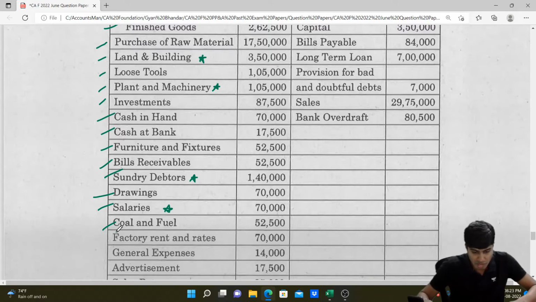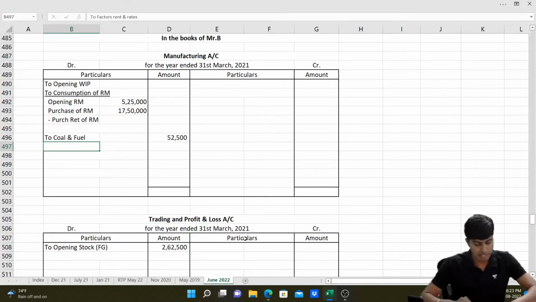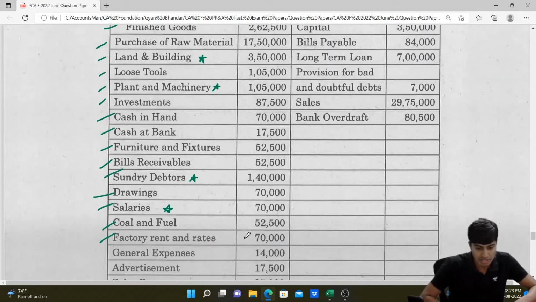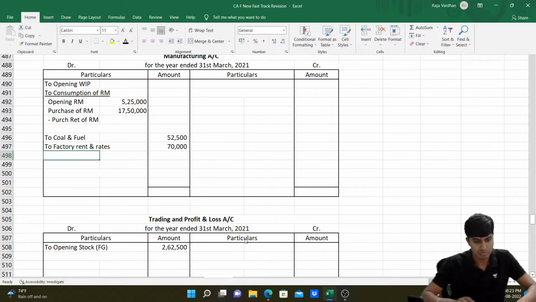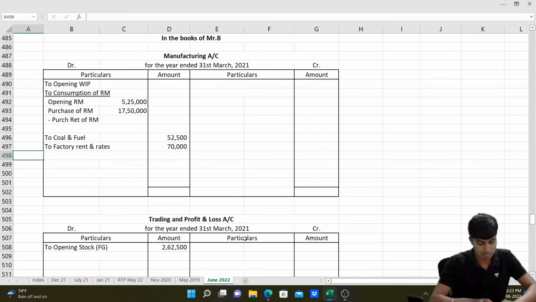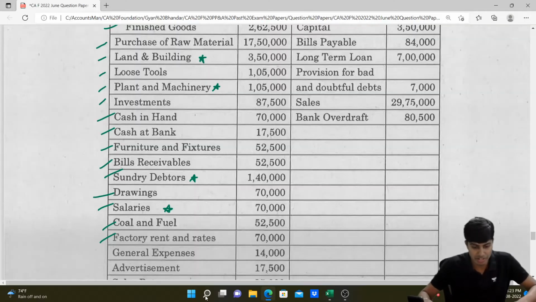Then we have factory rents and rates. This is also manufacturing expense of 70,000. It will come in our manufacturing account on the debit side. So let me write in the manufacturing account on the debit side factory rent and rates 70,000. Get that? This factory. Yes. Factory rent and rates done.